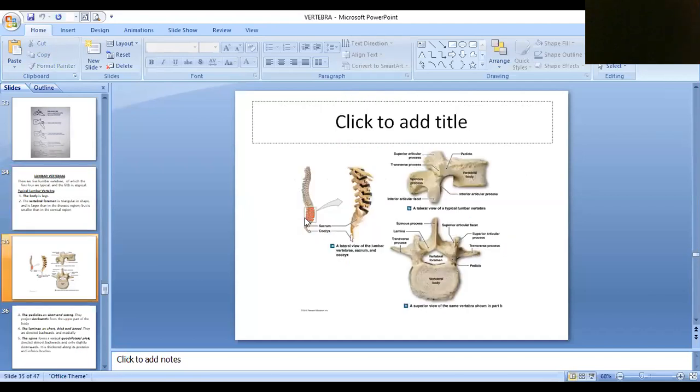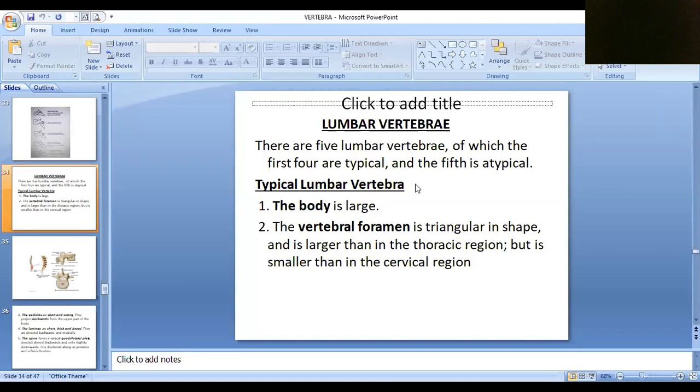See, this is a lumbar vertebra, or these are the lumbar vertebrae. A total of 5 vertebrae are there, then the last one is the atypical vertebra. Now, what are the features of the lumbar vertebrae? This is a typical lumbar vertebra.